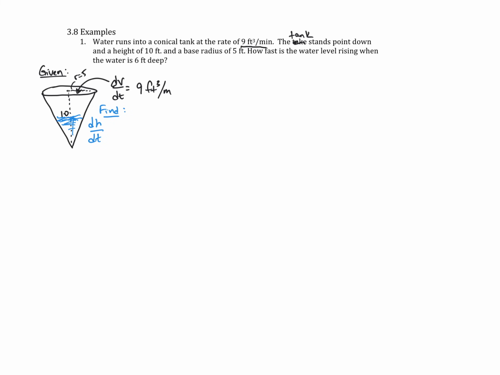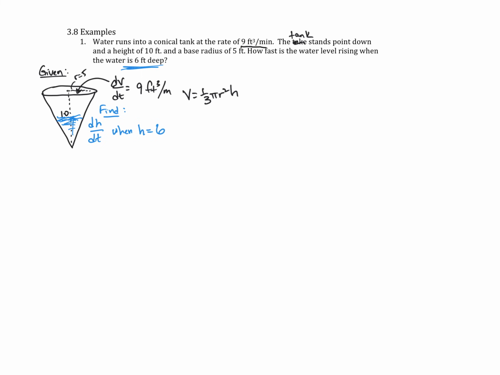Okay, so I have to find that dH dt, but look at the condition. When h is 6, okay, when the water is 6 feet deep. Whew. All right, what else do I know? I know the formula for the volume of a cone. The formula for the volume of a cone is 1/3 pi r squared h. Okay, so these are all the things I know, and I have what I need to find. All right, let's see what we could do here.